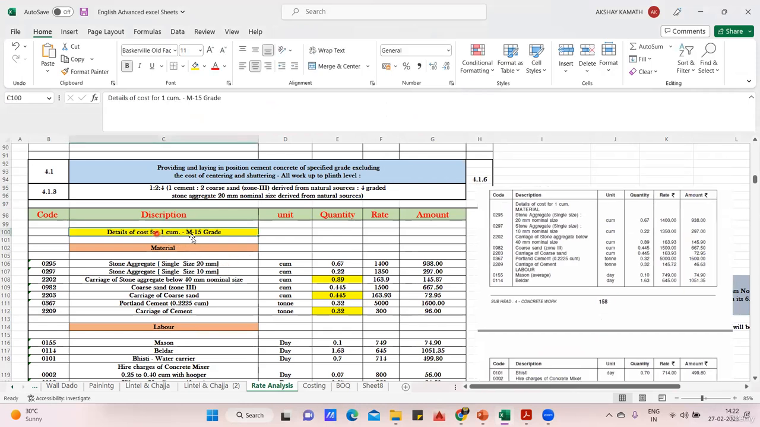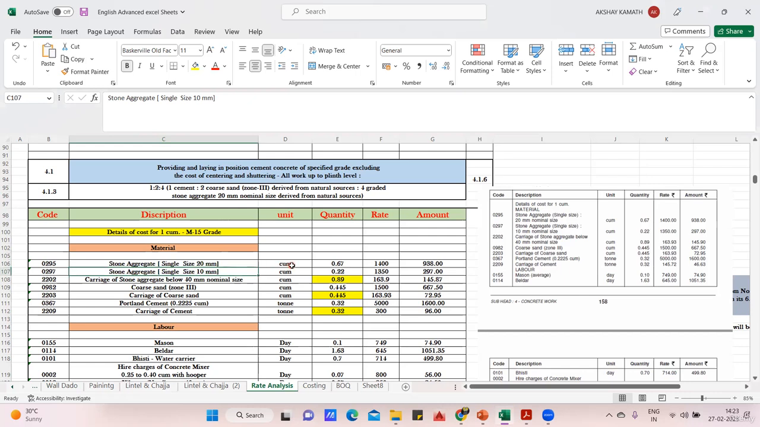First, I'll do it for 1 cubic meter of M15 grade of concrete. For that, I require material. In material, what all things do you require? You require stone aggregate whose size is 20 mm, and you also require stone aggregate whose size is 10 mm. Whenever you are preparing PCC, 1 is to 2 is to 4 concrete, we don't go with a single graded aggregate, because then there will be a lot of voids. So we go with a combination of 20 mm aggregates and 10 mm aggregates.